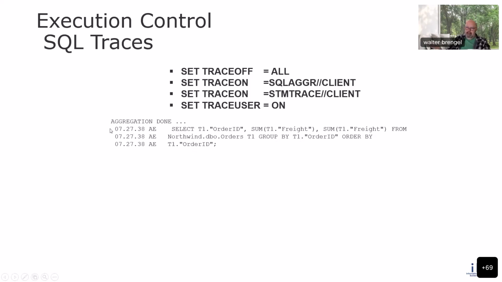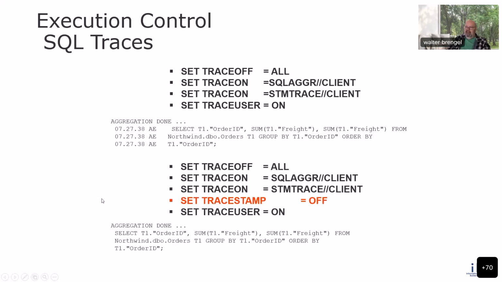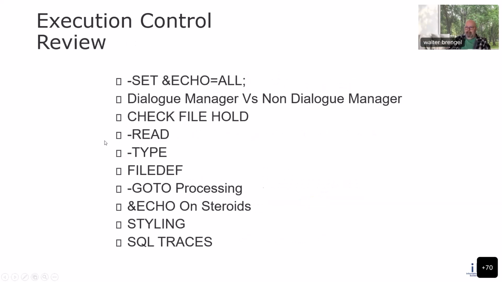Notice though, on these particular statements, I have a date, I have a timestamp in front of the select statement. So I can't really easily just cut and paste this. So we have another setting, set trace stamp. You turn it off and it turns off. Now I can cut and paste this and put this in a native query tool without having to worry about editing it. All right, so that's all the stuff we went over.